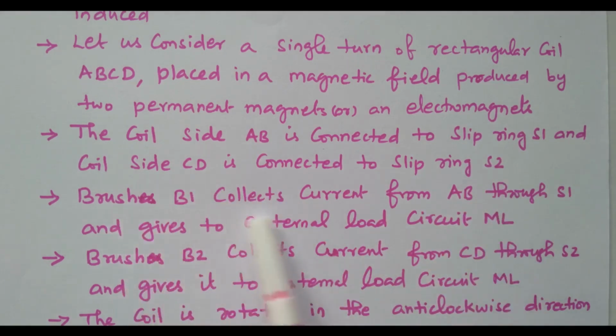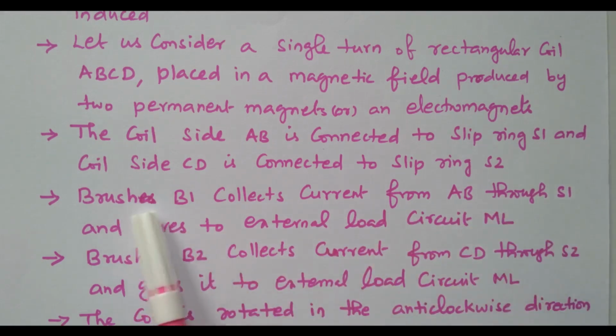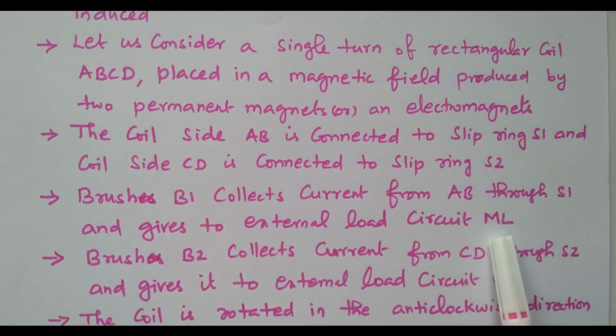The brush B1 collects the current from AB through S1 and gives it to the external load circuit ML, right? So AB is connected to the slip ring S1, and the brush B1 is collecting the current and giving it to the external load ML. So AB, S1, brush B1, and the load circuit ML. Similarly, brush B2 collects from CD through the S2 slip ring and gives it to the external circuit ML.